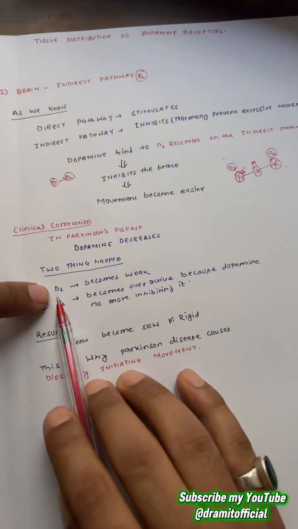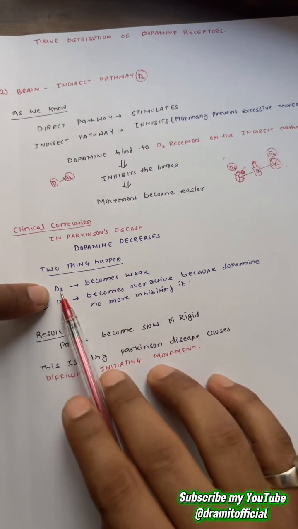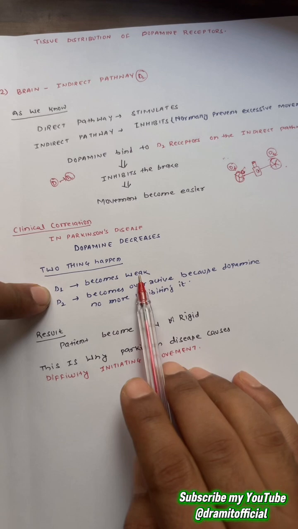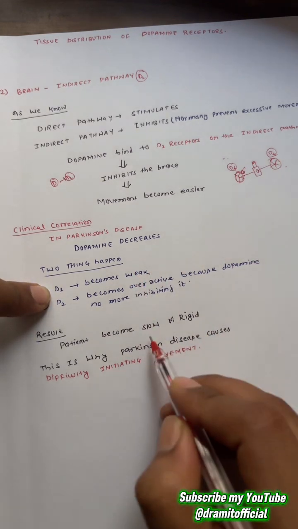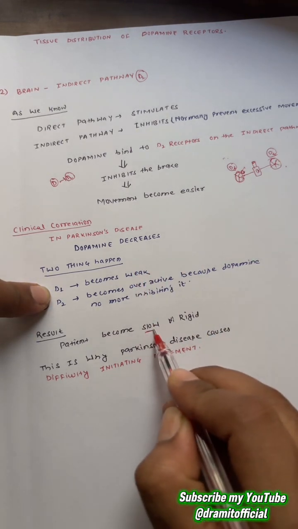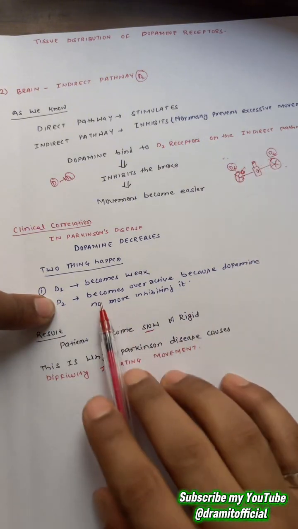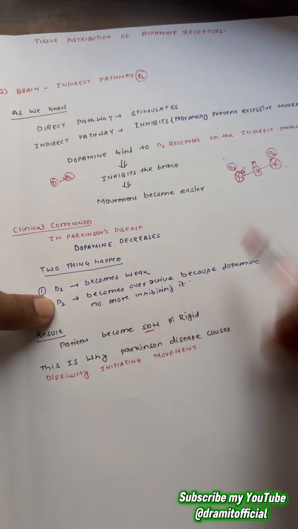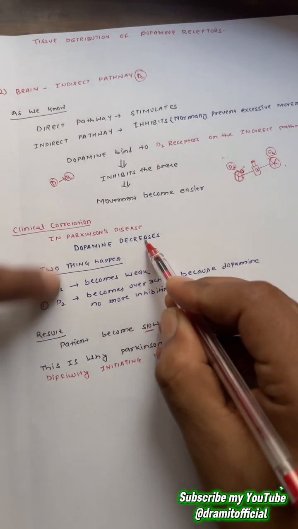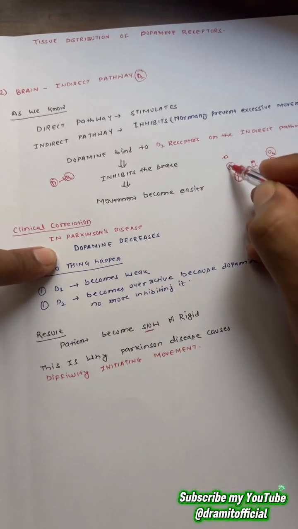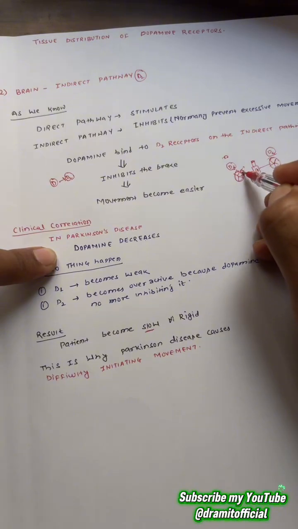So when there will be no dopamine, then there will be no action of D1, so it will become weak. It means there will be no acceleration, so the movement will be slow. Now in the D2 receptor also we need dopamine to act, so it becomes overactive because there is no dopamine in Parkinson disease. So if there is no dopamine, then there will be no one to say to the brake, please don't apply. So what will happen?